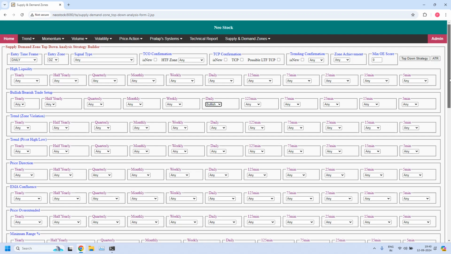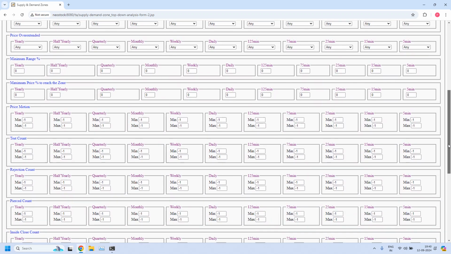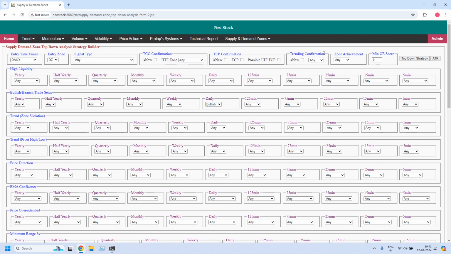The daily demand zone should not be pierced. So in the pierced count, daily time frame, I am setting minimum value 0, maximum value 0. That indicates pierced count should be 0. Pierced count 0 means zone is not pierced. Next, zone achievement is a violated opposing zone. Minimum odd enhancer score is 12. All the three filters are applied to daily demand zone.